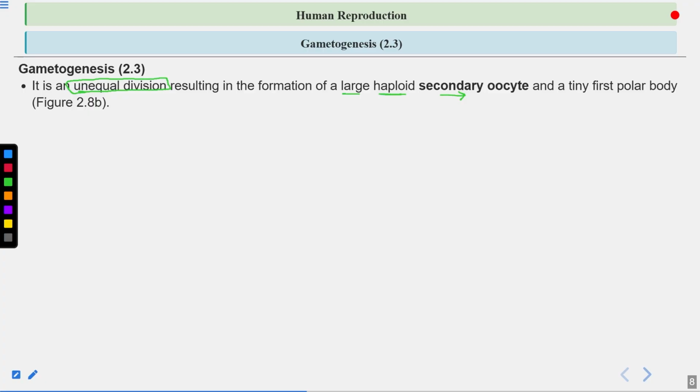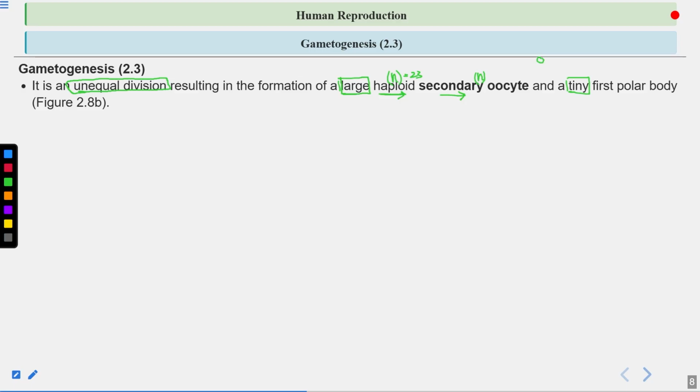Okay. Now, after meiosis, what? Haploid cells are formed, meaning they have n number of chromosomes. So they will have 23 chromosomes in the case of humans. So the secondary oocyte is haploid. If someone asks you the ploidy level of the secondary oocyte, it is haploid. It has 23 chromosomes in the case of humans. Then a large secondary oocyte is formed, and a tiny, meaning small, first polar body is formed.